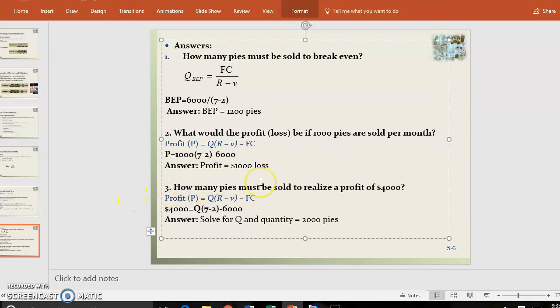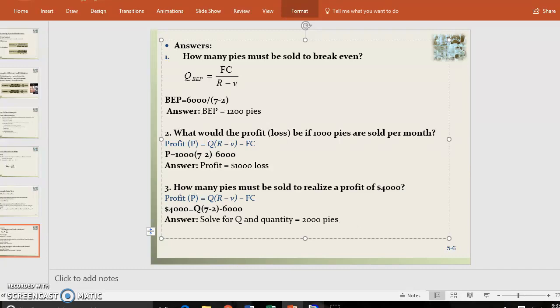And then how many pies must be sold to realize a profit of 4,000? And again, what we do is we plug in 4,000 into our profit, and we want to know the quantity, so we solve for Q. Revenue is going to be $7 per pie, variable cost $2 per pie, and then we simply subtract our fixed costs. We solve for Q, and we're able to find the quantity that we need of 2,000 pies.